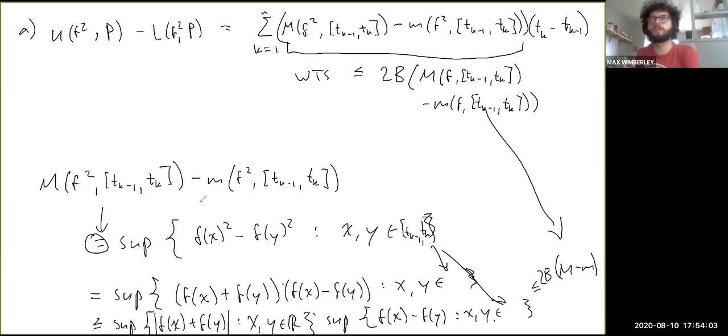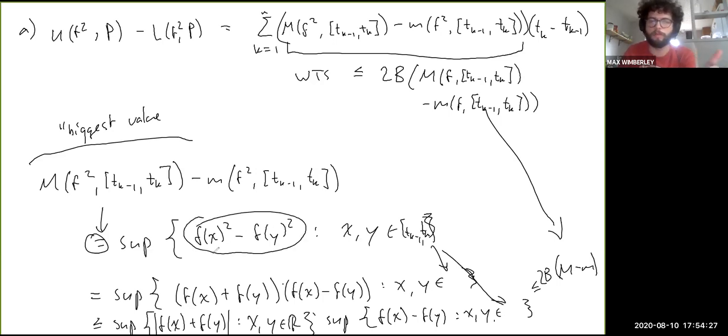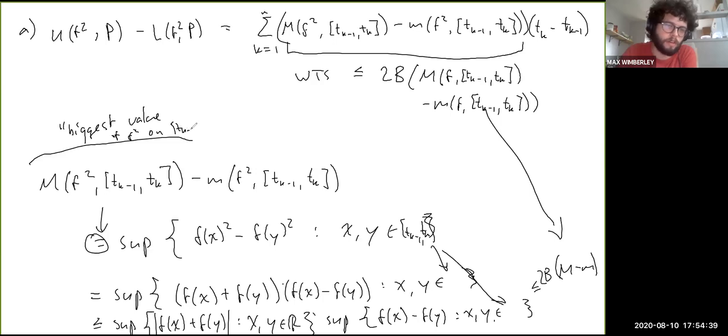Maybe it'll help if I talk about the intuition I had in my head when I was thinking about this. Ultimately we would like to get to this expression somehow, because that's where we can actually use the difference of squares factorization to our advantage. The whole point is that this is the biggest value of f squared on t_{k-1}, t_k, so to speak, and this is the smallest value.